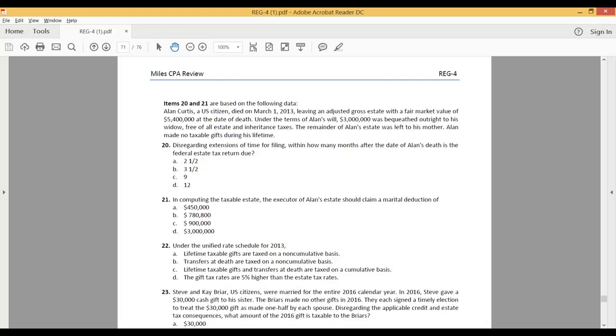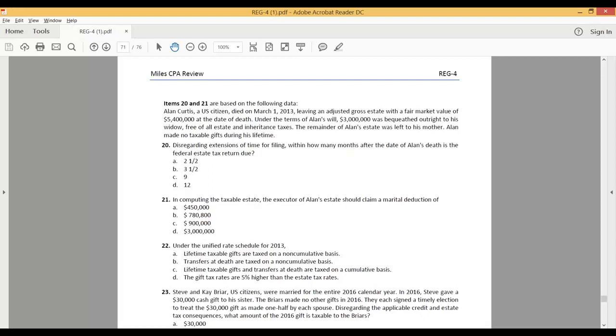9 months. 9 months, yes. Now, in computing the taxable estate, the executor of Alan's estate should claim a marital deduction of, how much is that? $3 million, right? You get a full marital deduction. Whatever you give to your spouse is what you get.